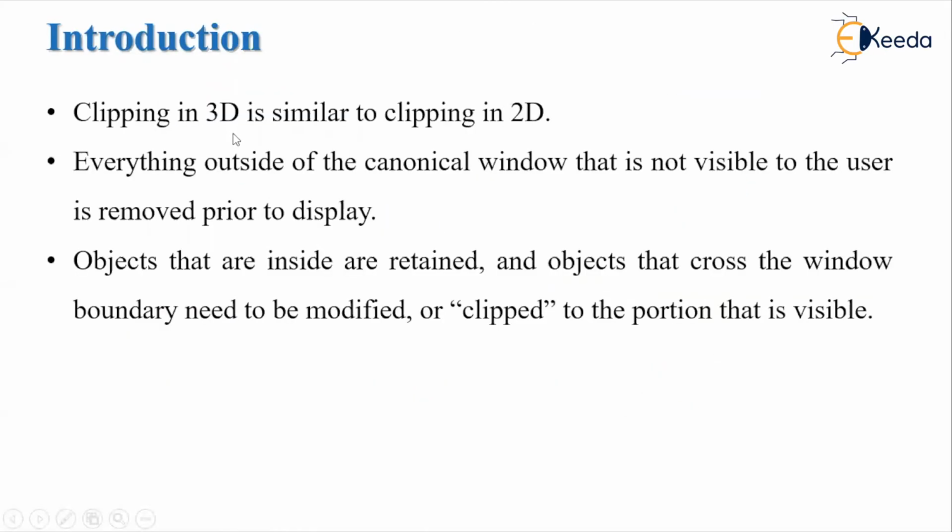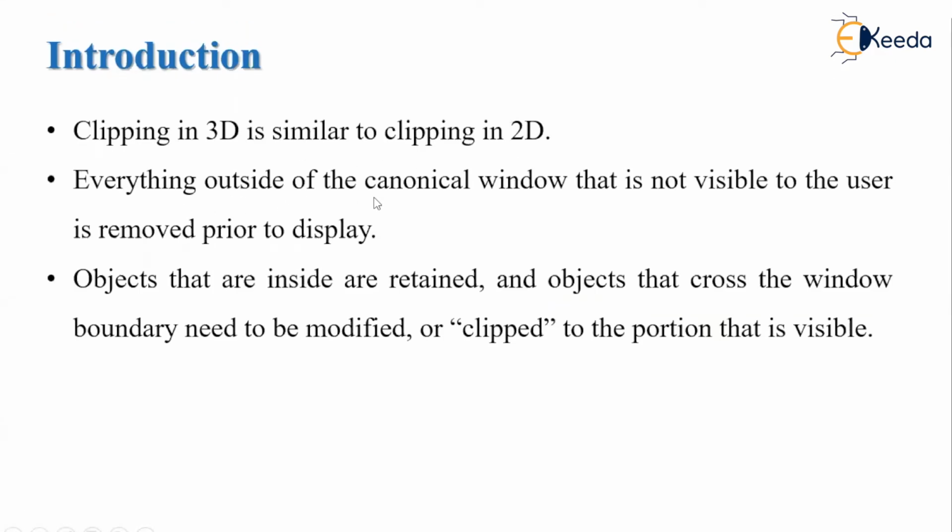Now clipping in 3D is similar to the clipping in 2D. Everything outside the canonical window that is not visible to the user is removed prior to display. Means before displaying the object, the part which is not visible from the window, we have to remove that part in 3D clipping. Objects that are inside, we have to keep. Objects which are outside the window, we have to clip or modify so that only the visible portion is there on the display screen.